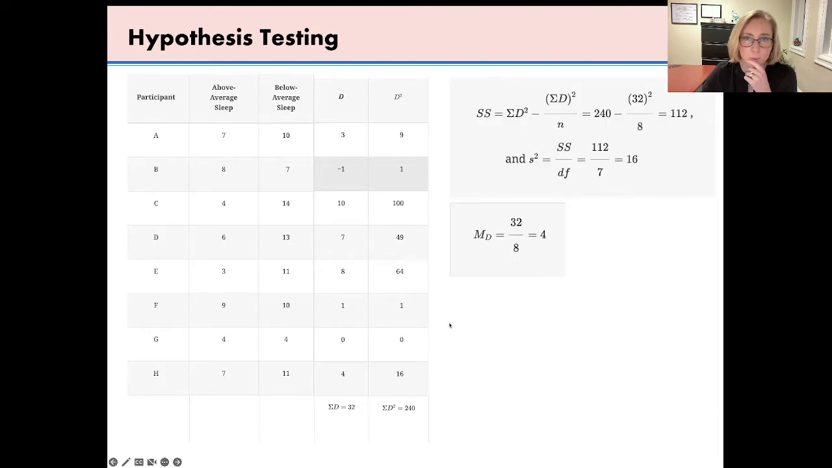And because we're working with raw scores and we're not given the sum of squares, we actually have to calculate it ourselves, and we can do that. So this is flashback to using the definitional or the computational formula for sum of squares. If we calculate the mean, we have the sum of the different scores, 32, divide by how many people we have, 8. That gives us an average mean difference. So then we see it's 4.